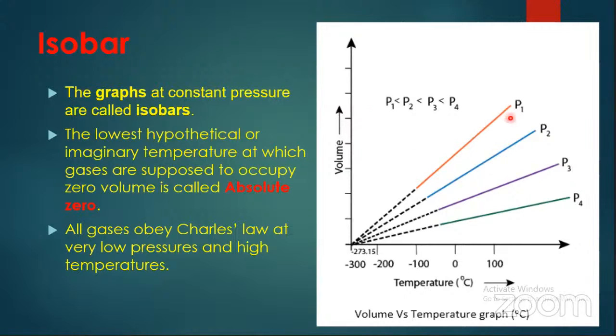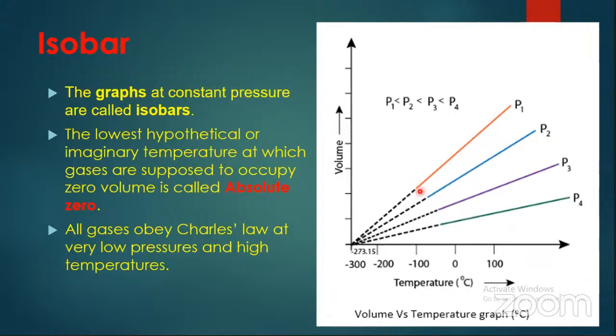Now which pressure is more and which pressure is less? This order again is important for your competitive exams. P4 is more, P3 is less. So P4 is greater than P3. So this line is obtained at high pressures. At high pressure, this line is obtained like that.